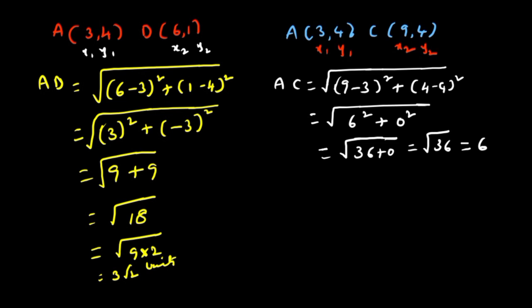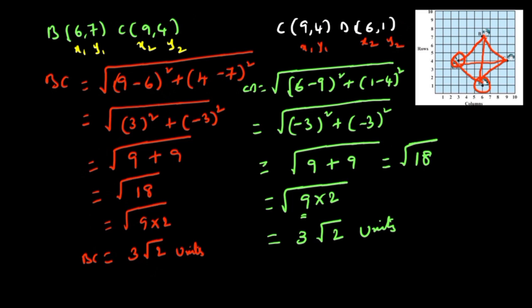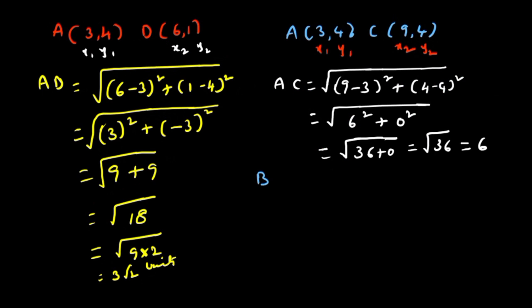Okay, next BD distance we should find. What is B from the figure? Yes, B is a point, this is 6 comma 7, right? B is the point 6 comma 7 and D is 6 comma 1. So that we should use the formula.